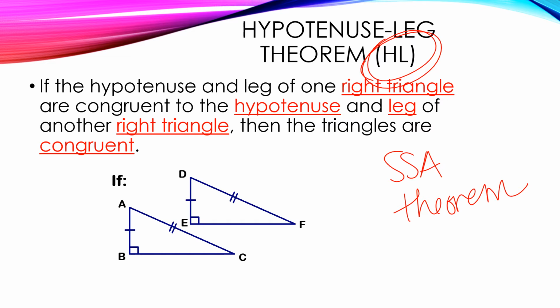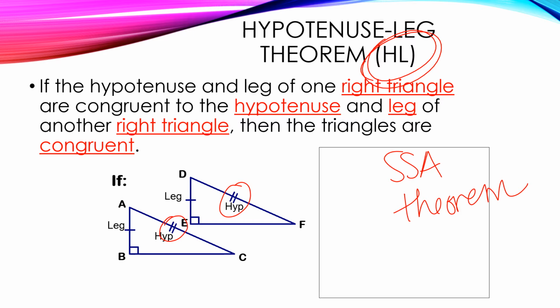On your sheet, I forgot an extra tick mark here, so make sure that you make that 2 tick marks for the hypotenuse and not 1. Both of those are right angles. Our hypotenuse and our leg are congruent. Our hypotenuse is congruent to the other hypotenuse. Our leg is congruent to the other leg.